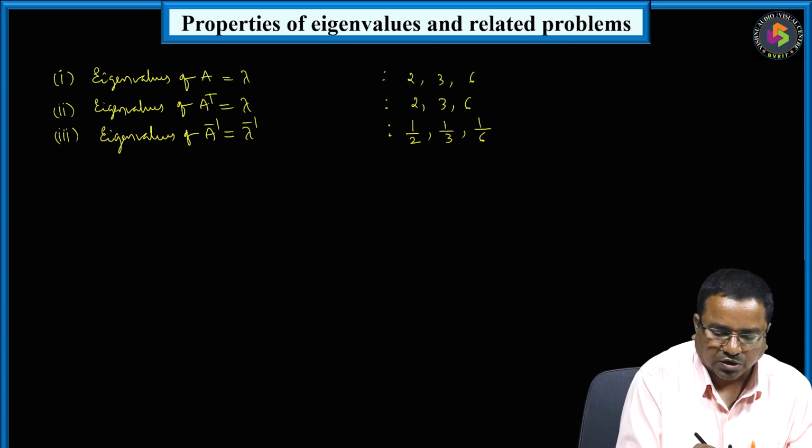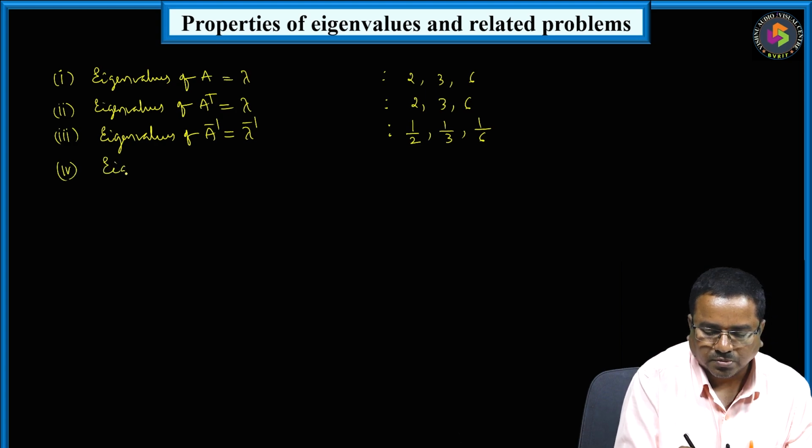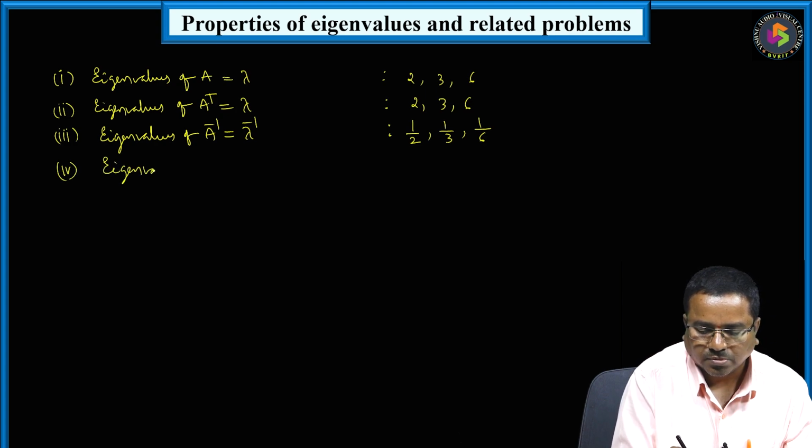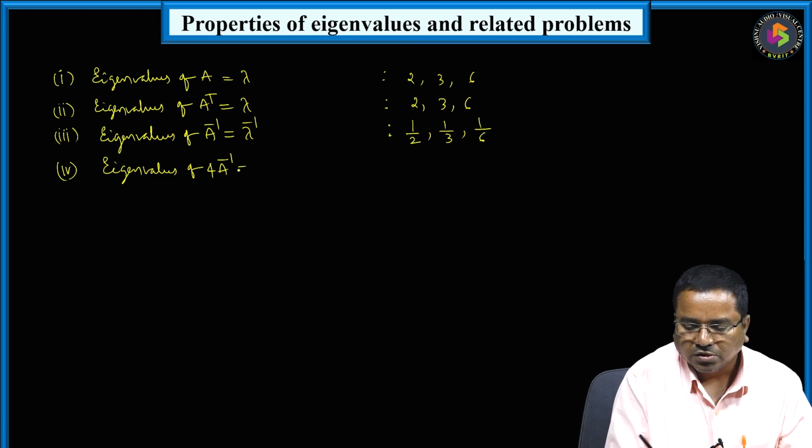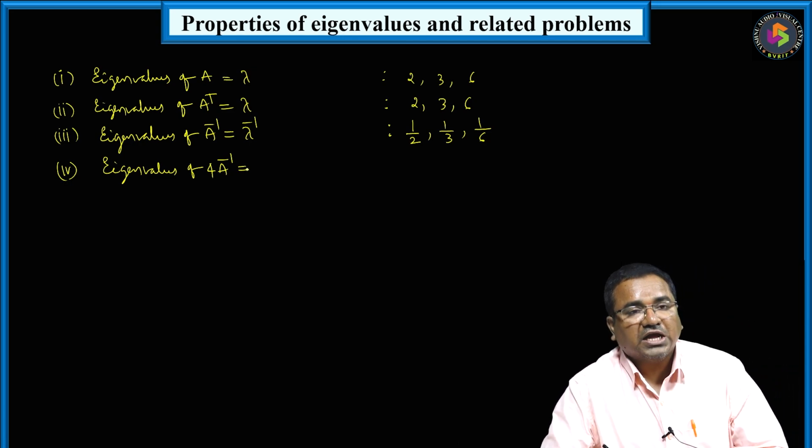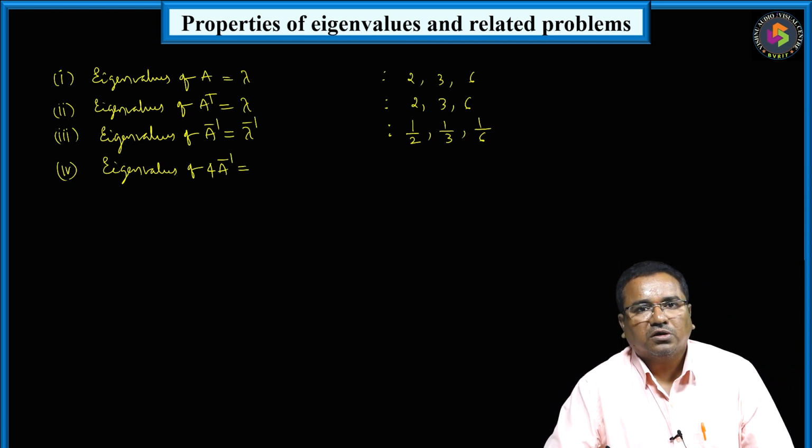The next, fourth one, is eigenvalues of 4A inverse. So we know, if lambda is an eigenvalue of A, then k lambda is an eigenvalue of kA.